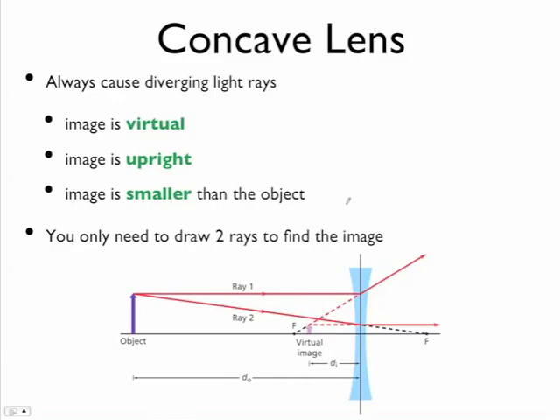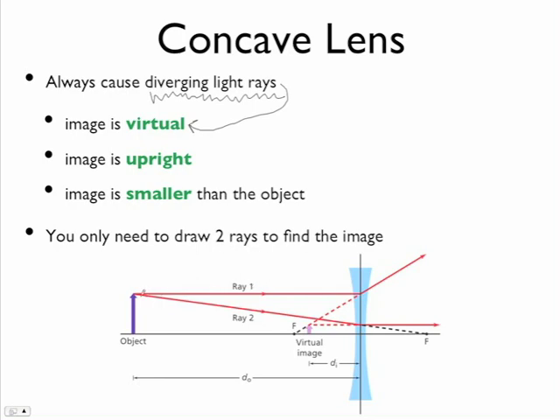Concave lenses are a little different than convex lenses. It's easier to remember what type of image they have because they always cause diverging light rays. And remember, diverging light rays cause virtual images, so they always have a virtual image. But it's a little more difficult to draw the diagrams, so you really need to practice a little more with these. The image is always upright, and it's always smaller than the object.